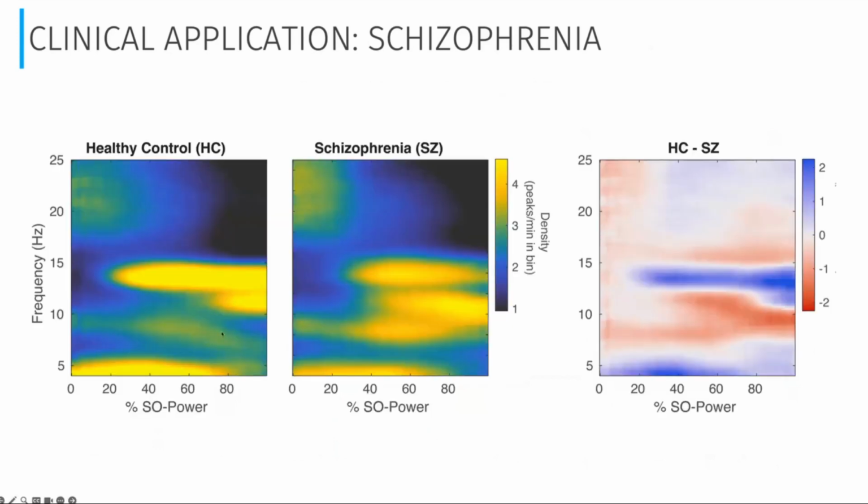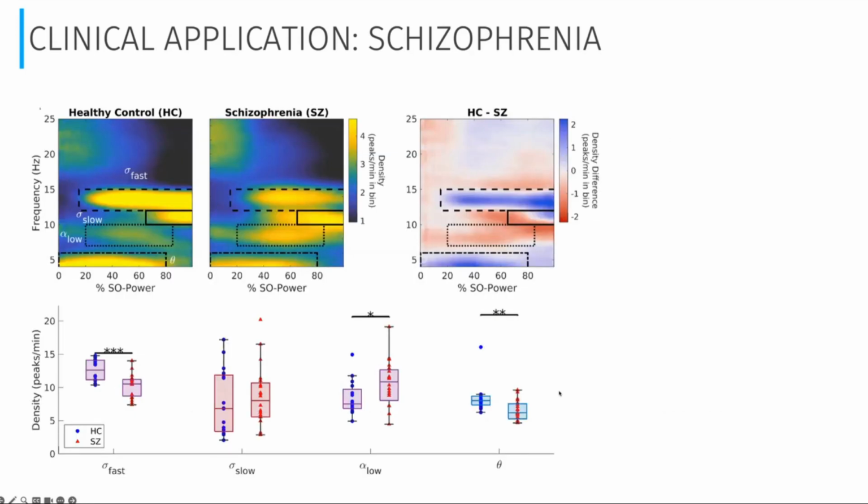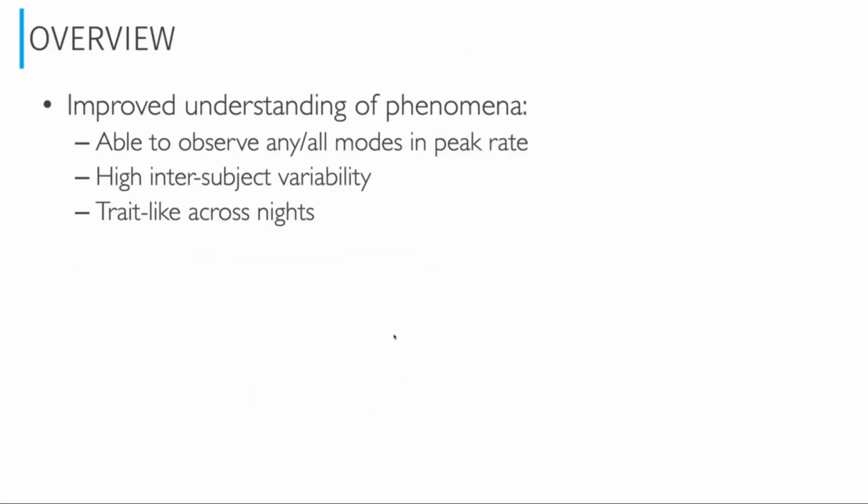If we look at the average of these, we call these slow oscillation power histograms for healthy controls versus patients with schizophrenia, we see a marked difference. In looking at this, we found that there's a known fast spindle deficit, but we were able to find novel deficits in low alpha time frequency peaks and theta that could suggest different potential new avenues for clinical applications.